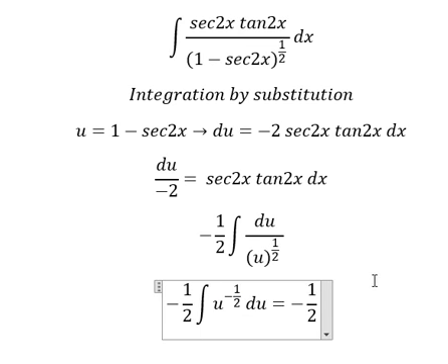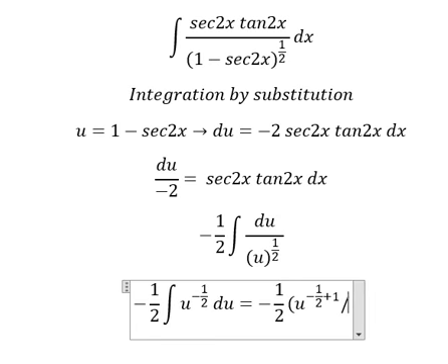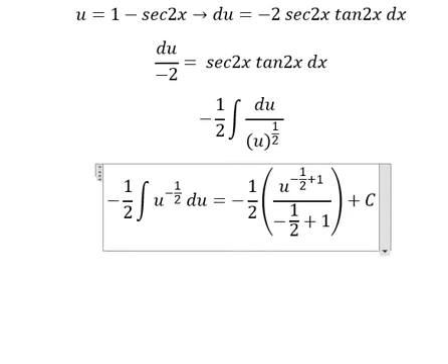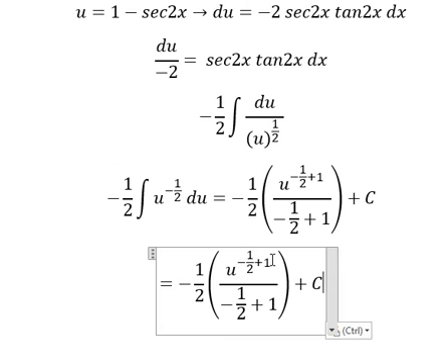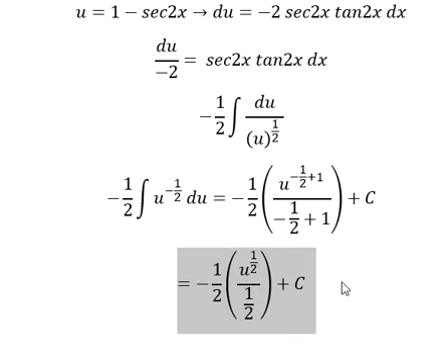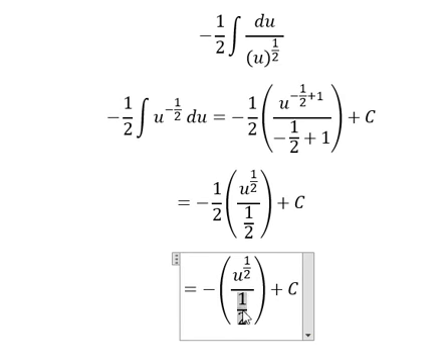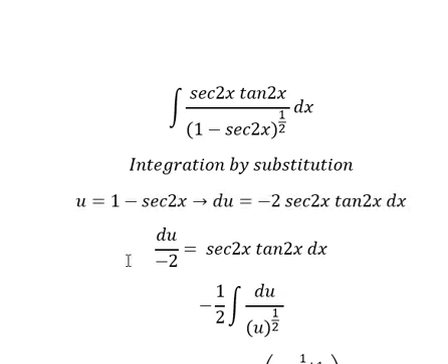The integration of this one, we have u to the power of negative 1 over 2 plus 1, over negative 1 over 2 plus 1, and we put plus c. This one we have 1 over 2. This one we have 1 over 2. Number 2, we simplify. In terms of u, that is this one.